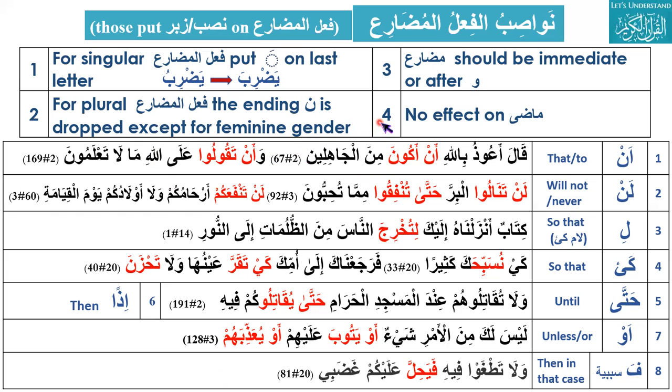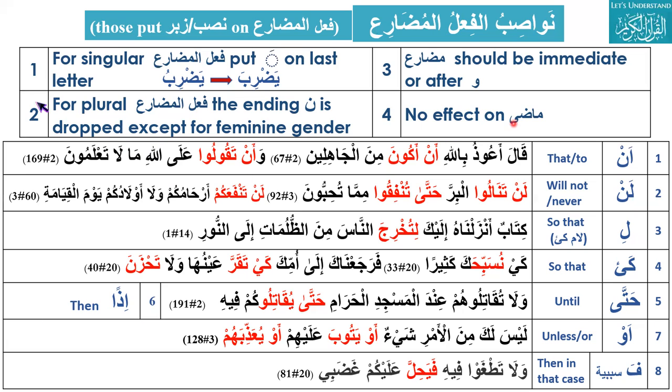So this is Nawasibul Fi'lul Mudari. Can you please repeat this statement, that Huruf Nasiba are? For singular. So what are Huruf Nasiba? An, lan, li, kai, hatta, aw, idhan, fa sababiyya. What do they do? For singular Mudare, they will change the harakat of the last letter to zabar, making it nasab. And for plural Fi'l Mudare, the last noon will be dropped.